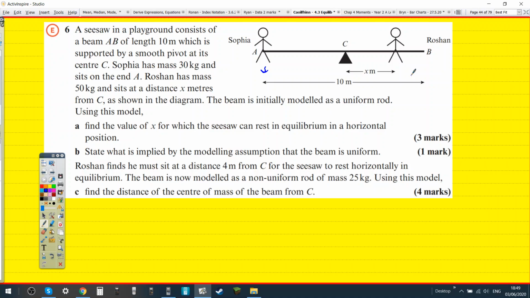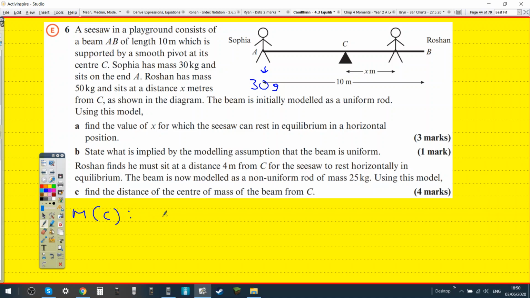So to find the value of x, equilibrium. So if we did moments about A, we would have the force going down is 30g, 30 times 9.8 times 5, and that is going to be times 0, so it's about A. Or you can take moments about C and then it's times 5. It's up to you. Is it easier to do it about C? You could try it. Let's try moments about C.